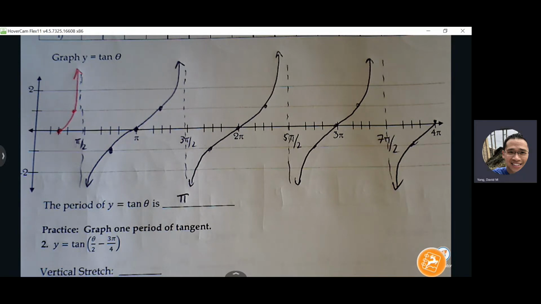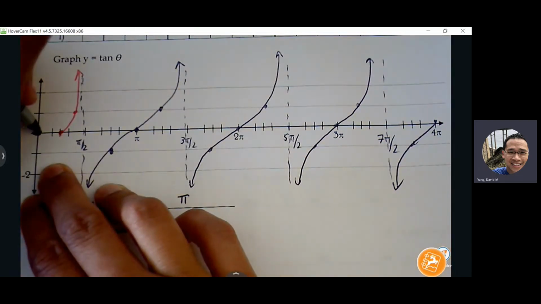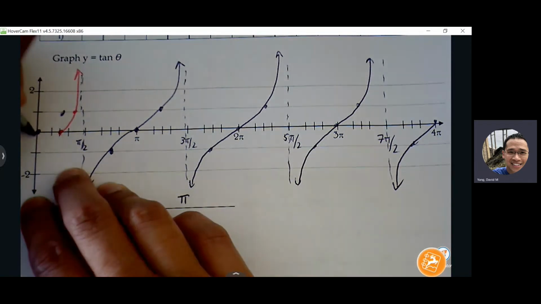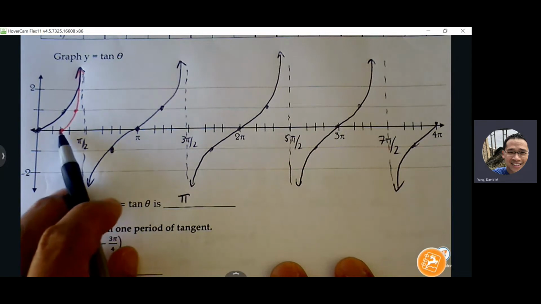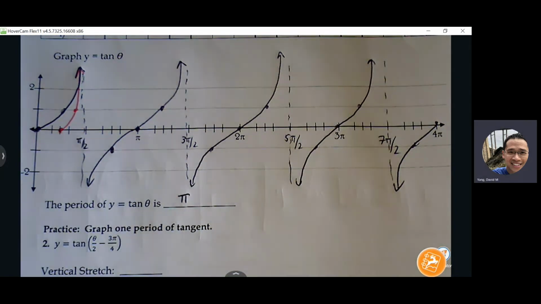Sorry. Yeah, my graph is wrong. Let's just start here. So it's a test on Friday. No, it's gonna be next week sometime. Okay.